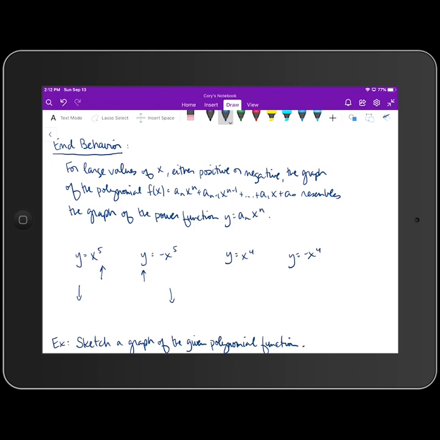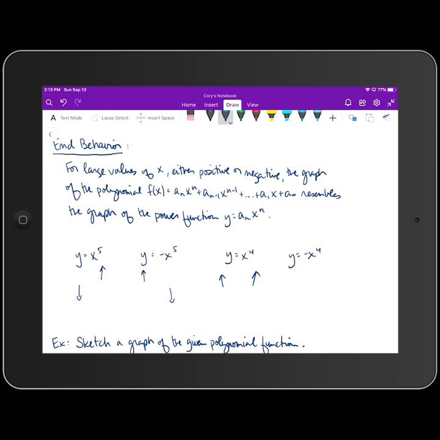And then we have y equals x raised to some even power, which I'm going to use like x to the 4th power here. So if our function is y equals x to the 4th, the end behavior of x to the 4th is going to look like this. It's going to go up and to the left and up and to the right.